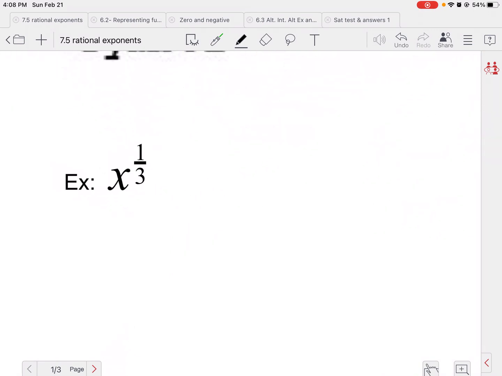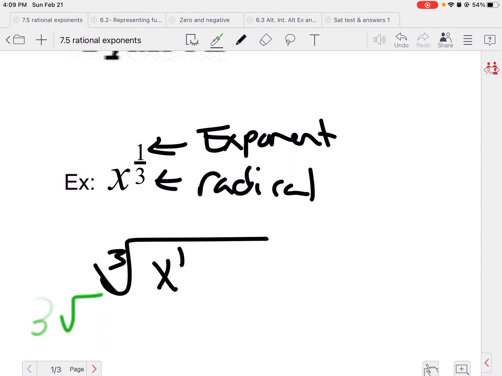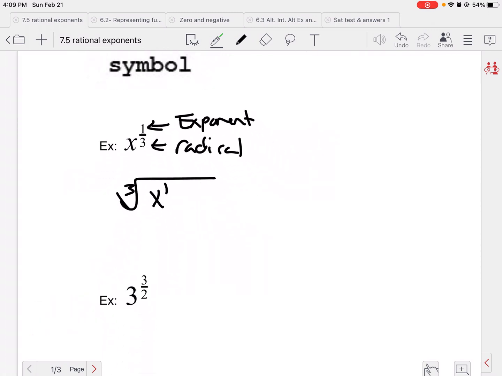So let's look at this one. Again, this becomes the exponent, the top part, and this becomes the radical. So this would now be the cube root of x to the 1. We don't have to write the 1 in this case, but we can. Okay, and we want to make sure that the 3 is inside the little scoop here, okay? Because otherwise it could be 3 square roots of x, and we don't want that, okay? So make sure it's not written like 3 square roots of x. We want to make sure it's a little bit smaller and it's inside the scoop so we can clearly tell it's a radical. It's part of the radical, okay?